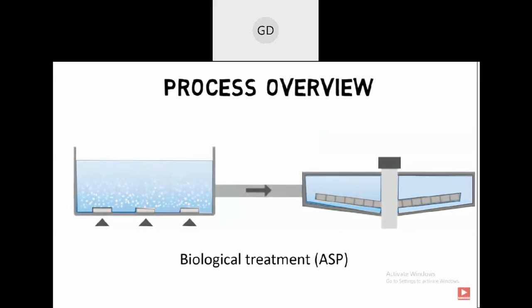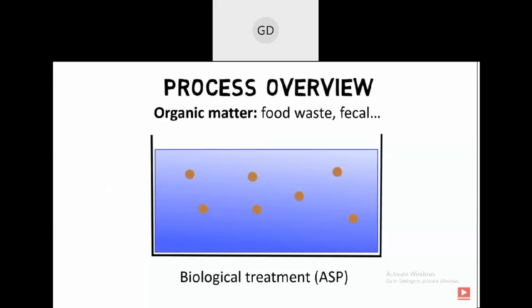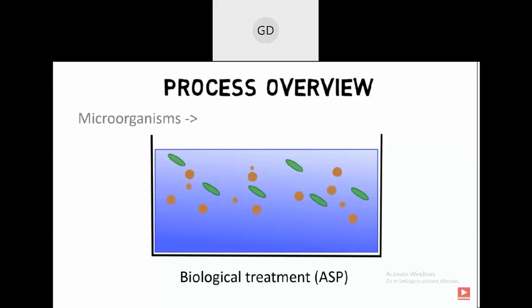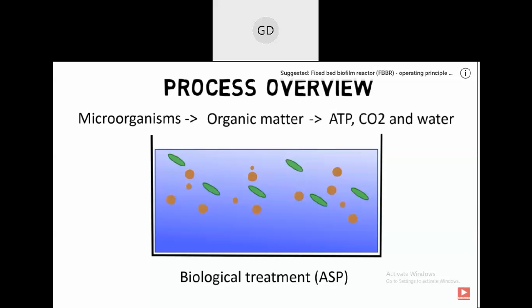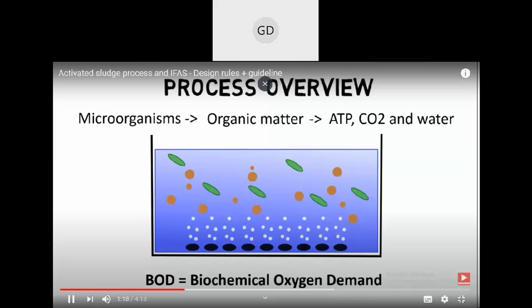Wastewater entering the aeration basin still contains organic matter such as food waste and fecal. Microorganisms in the raw water influent will colonize in the aeration tank and metabolize organic waste to ATP for further cell growth, as well as CO2 and water. As the microorganisms need oxygen to survive, the tank is aerated, for example, with diffuser systems. The amount of oxygen needed for biochemical processes is also known as the BOD value. BOD is a very important indicator for the level of wastewater pollution.